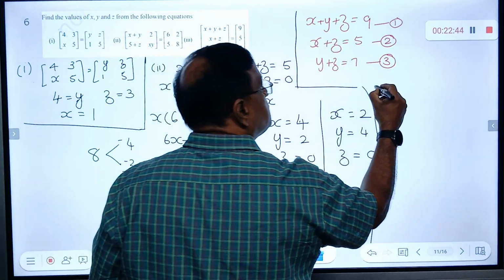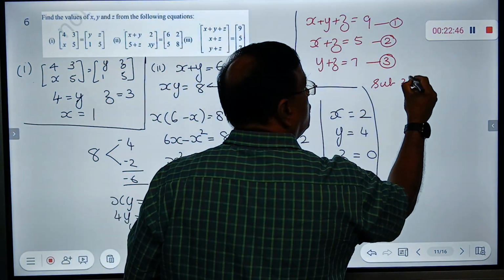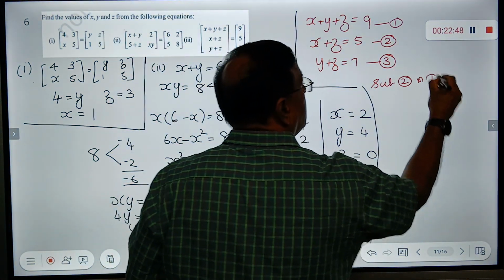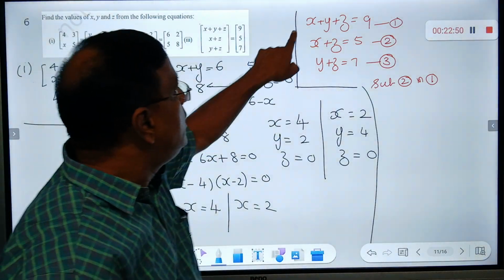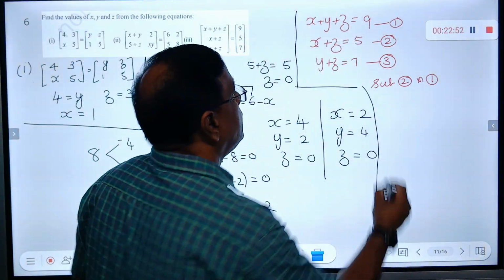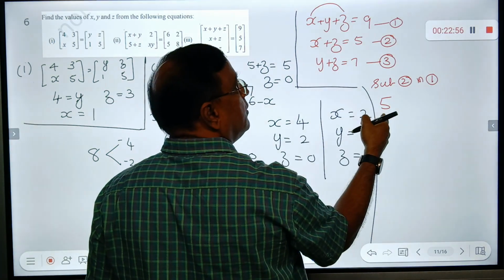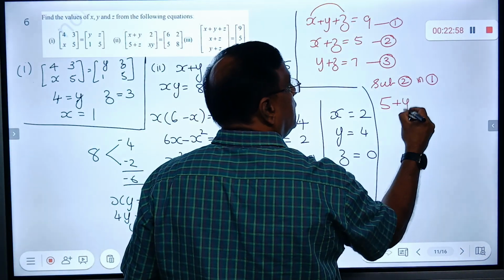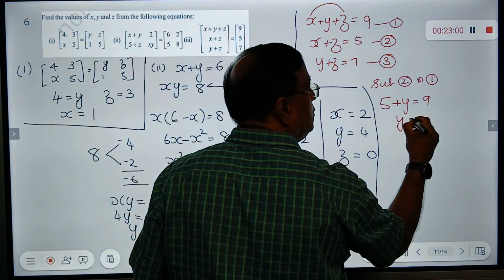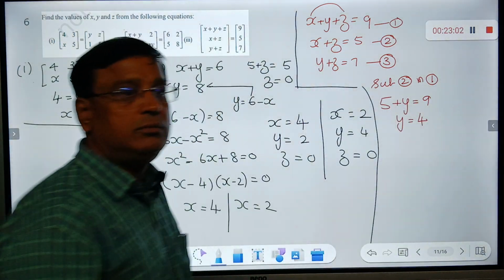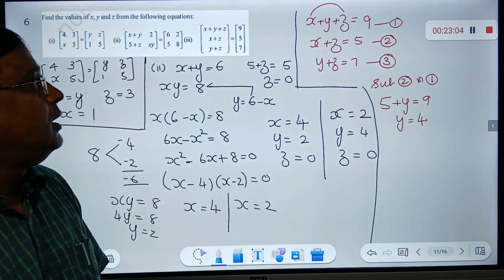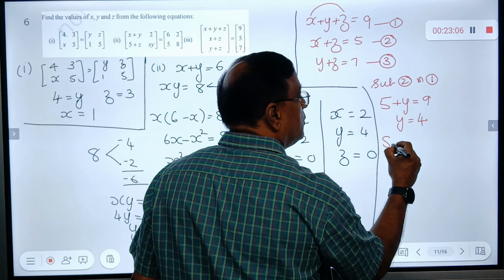x plus z. Substitute 2 in 1. x plus z is 5. So you have 5, plus y equal to 9. So what is y equal to? 4. Simple, isn't it?